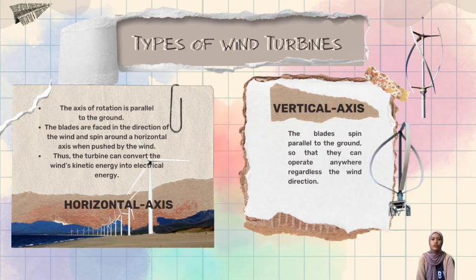The first one is the horizontal axis. The axis of rotation is parallel to the ground. The blades face the direction of the wind and spin around a horizontal axis when pushed by the wind. Thus, the turbine can convert the wind's kinetic energy into electrical energy. And the next is the vertical axis. The blades spin perpendicular to the ground so that they can operate anywhere regardless of the wind direction.